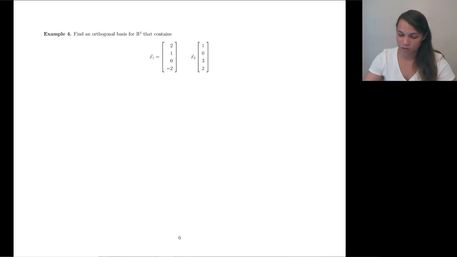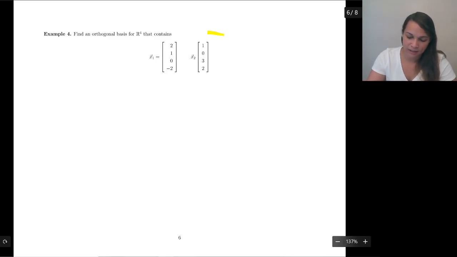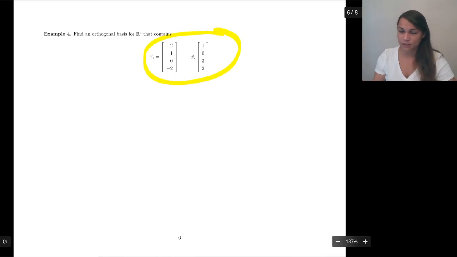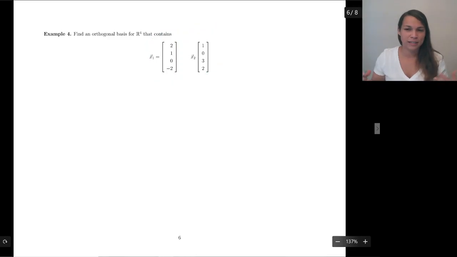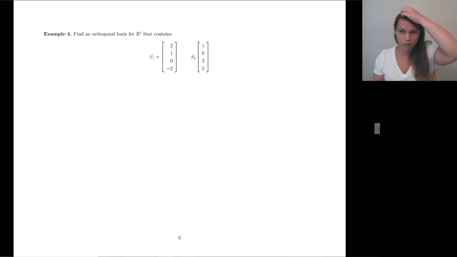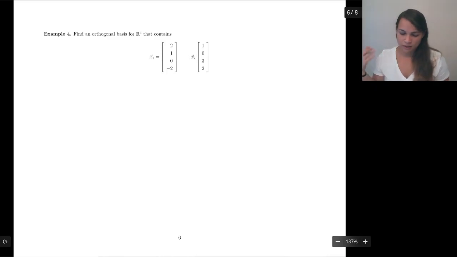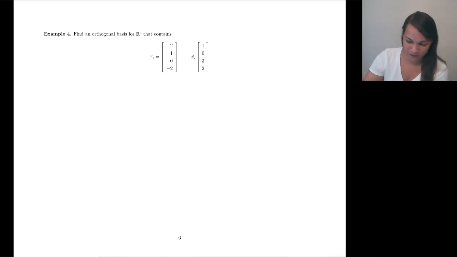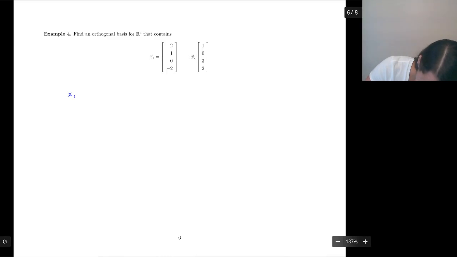I want an orthogonal basis for R4, but I specifically want it to contain these two vectors. So I didn't give 4 vectors this time, so we're going to have to go and find the other 2 vectors somehow. So first things first, if it's going to be an orthogonal basis for R4, and it's going to contain those 2 vectors, then those 2 vectors better be orthogonal. So let's check them.